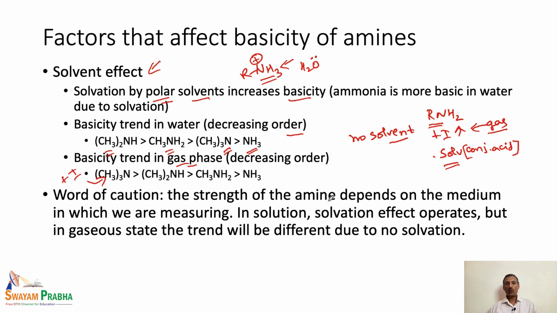And there is one more thing we have to remember: whenever we are measuring the basic strength, we have to look at the medium in which we are working. Basically we are talking here about water, but other polar solvents like DMSO are also available. So depending on the solvent that is being used, the polarity will change, because the solvation effect changes when we change the solvent.